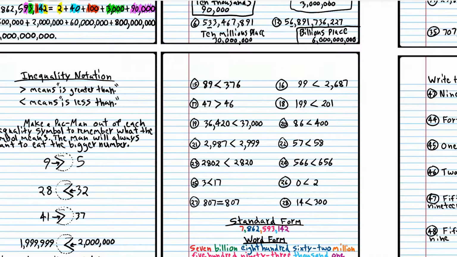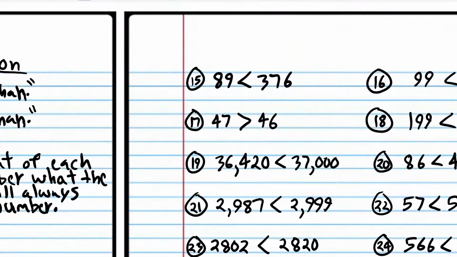So if you were to read these statements, you would read 89 is less than 376. 47 is greater than 46. That's how you read that math statement.